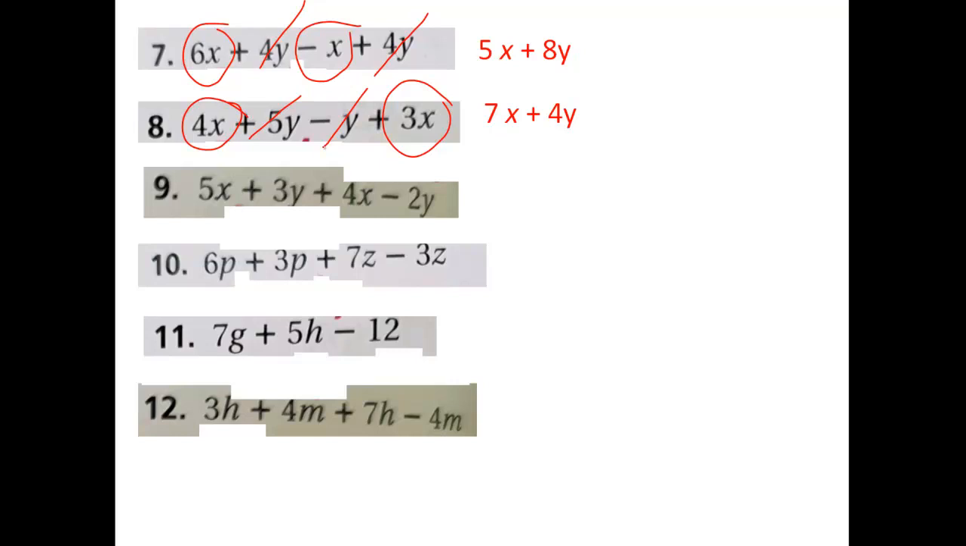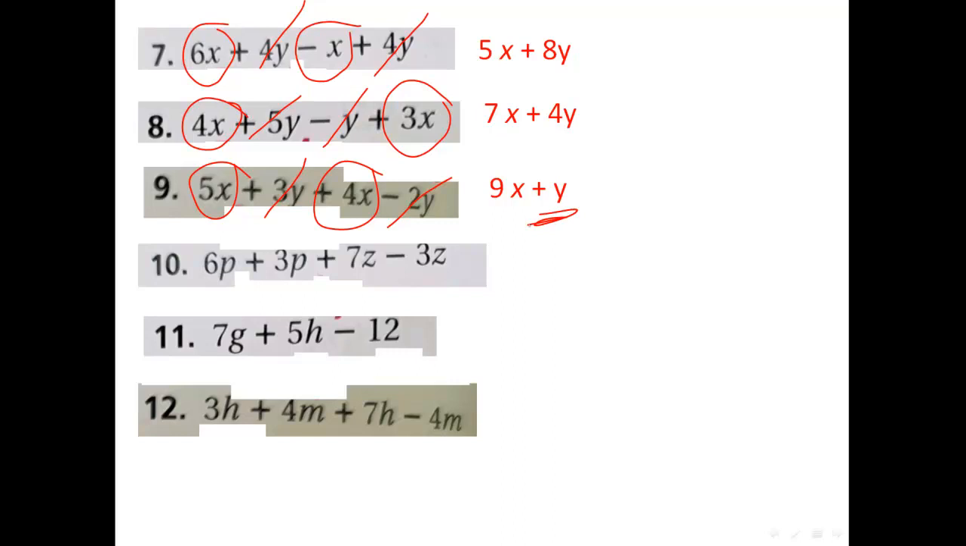Question 9. We have 5x and 4x. This is 9x. Okay. We have 3y and negative 2y. 3 minus 2 is 1. What is the result now? It will be 9x and 1y, which means y, without the 1. Here we don't write 1.